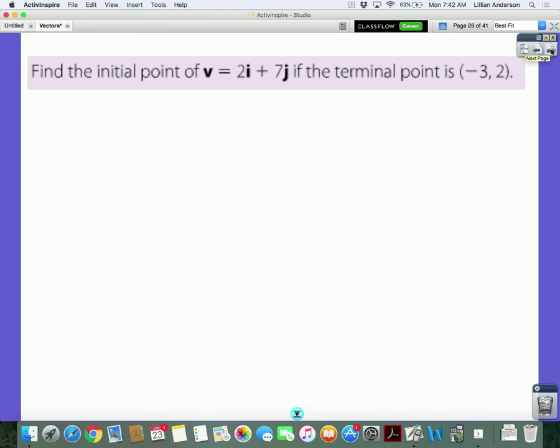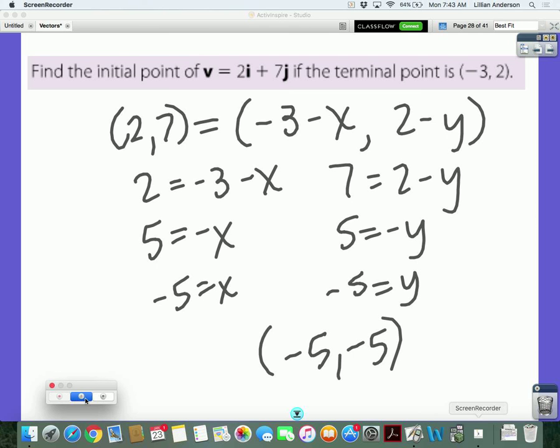I want you to try this one on your own as well. Pause the video and do this one on your own. Hope you got this as your answer, -5, -5.